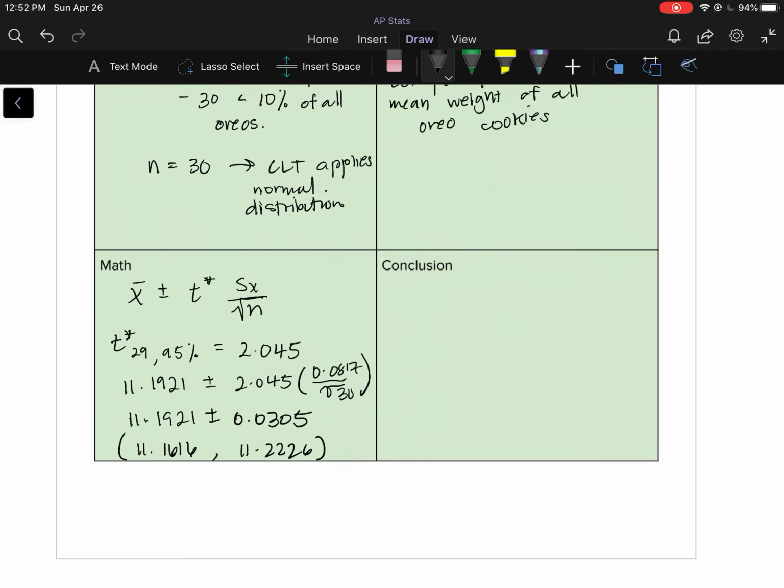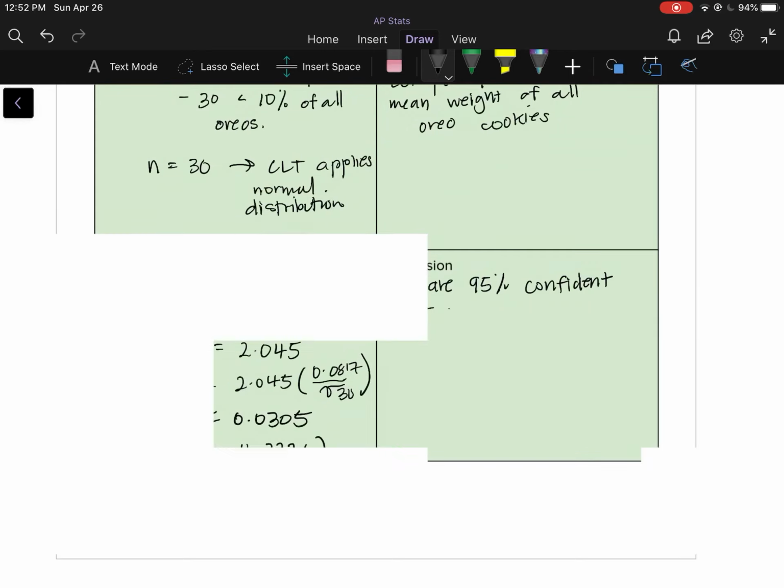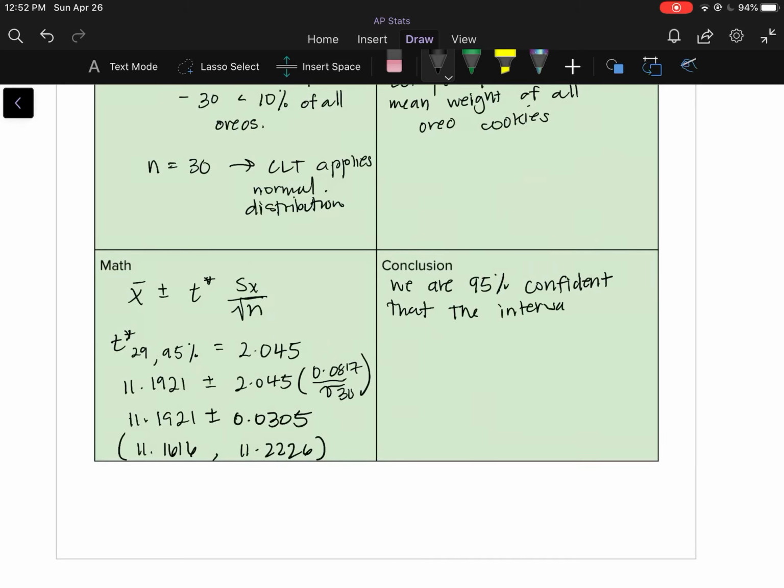Our conclusion, which is also our interpretation, tells us that we are 95% confident that the interval 11.1616, 11.2226 captures the true mean average weight of Oreos.